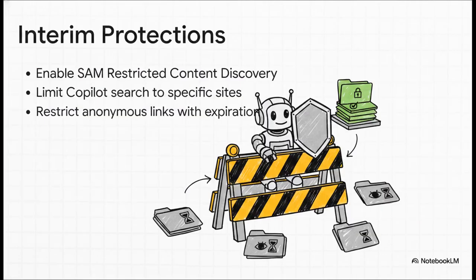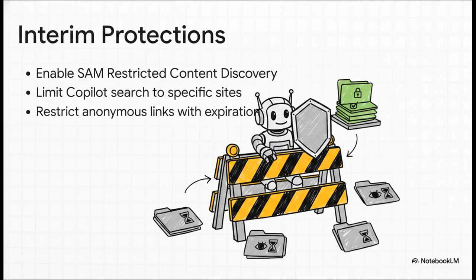Now, obviously, cleaning up all those permissions takes a lot of time. While you're working on that, you've got to apply interim Copilot protections. You can use SharePoint Advanced Management, or SAM, to enable restricted content discovery. This is great because it basically hides sensitive, unlabeled sites completely from Copilot's view.